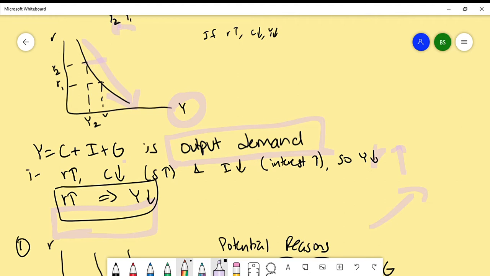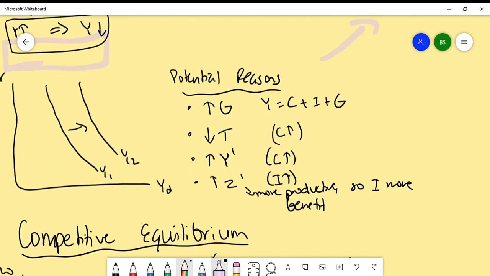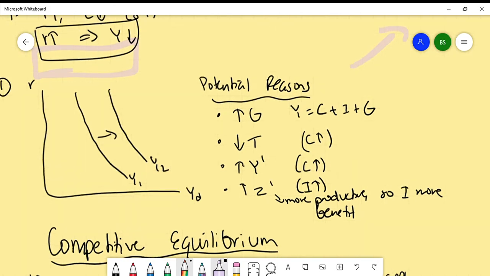So if we were to put those two together, output supply would be upward sloping, output demand would be downward sloping, and when those two curves meet is the sweet spot of how much we want to output. And that's the competitive equilibrium. Before I go into that, I'm going to go into some potential reasons.